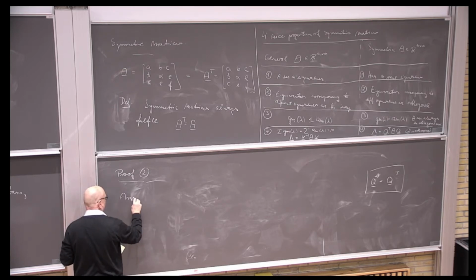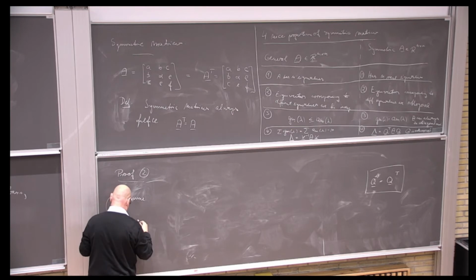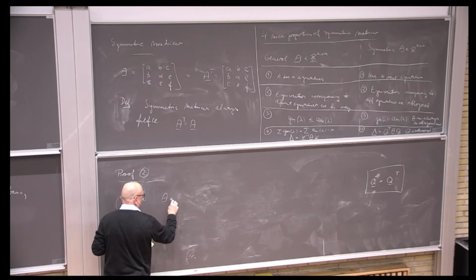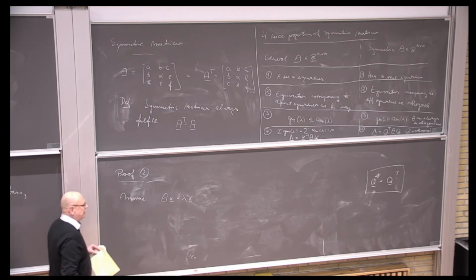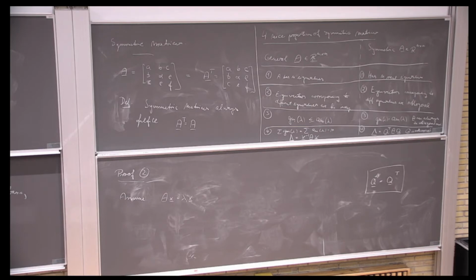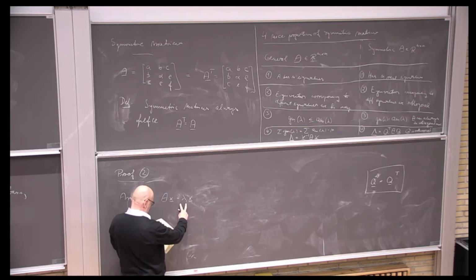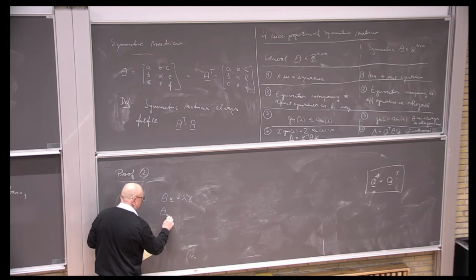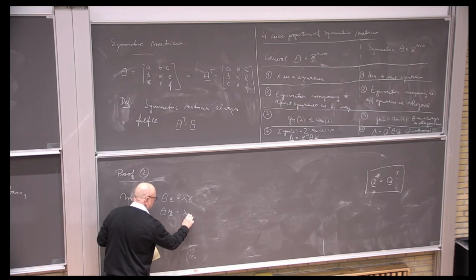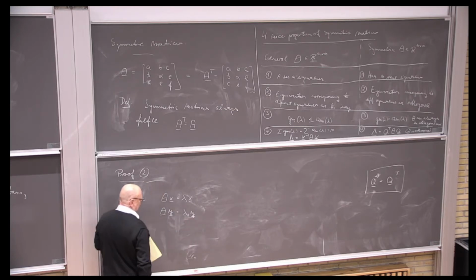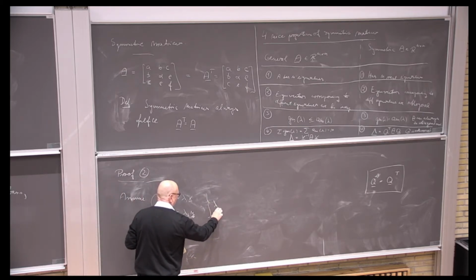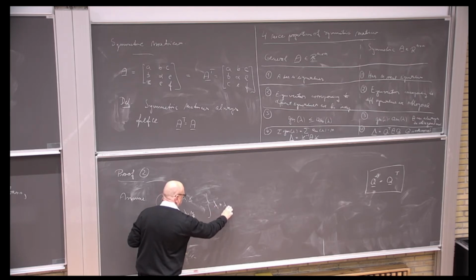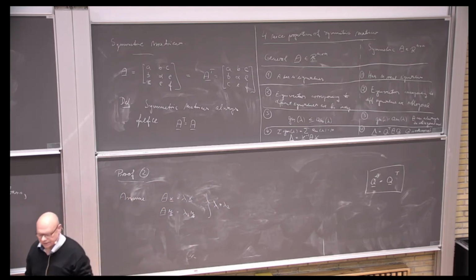Now, here we have one eigenvector x of this symmetric matrix A corresponding to the eigenvalue lambda 1. And here you have another eigenvector y corresponding to lambda 2. And you have that lambda 1 is different from lambda 2. It's two different eigenvalues.